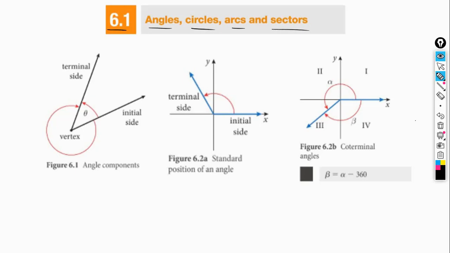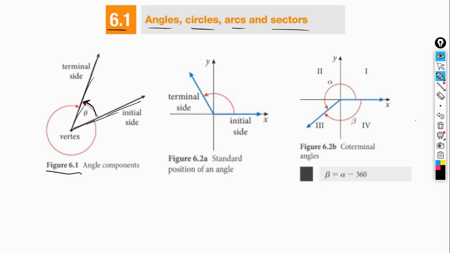So when we talk about angles, we are going to be measuring angles counterclockwise. That is, from right to left, as you can see on Figure 6.1, where we have some angle components. So if this is the initial side, in positive terms, the angle is measured counterclockwise. Then where the angle ends is what is called the terminal side.